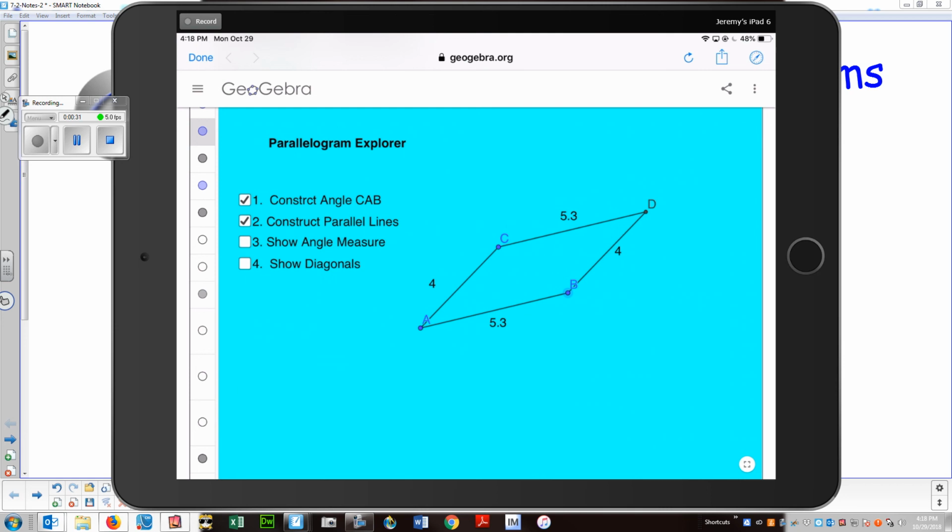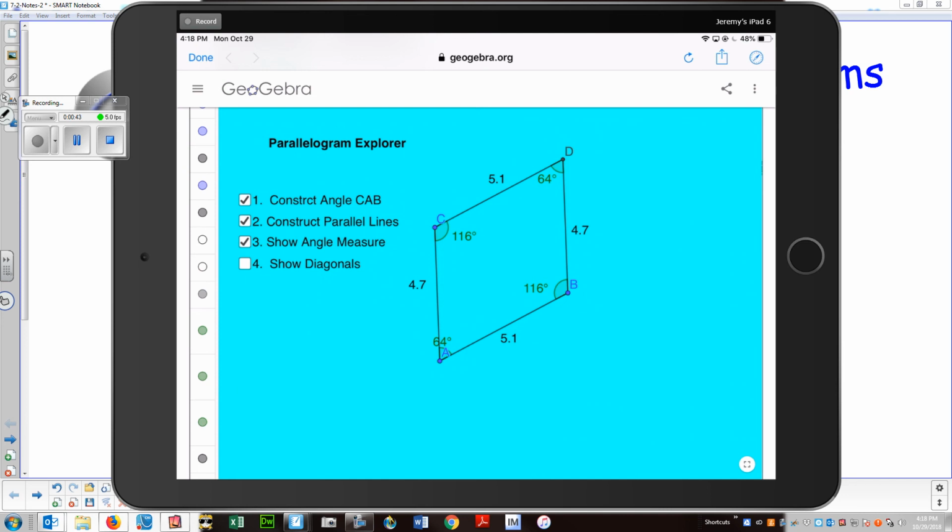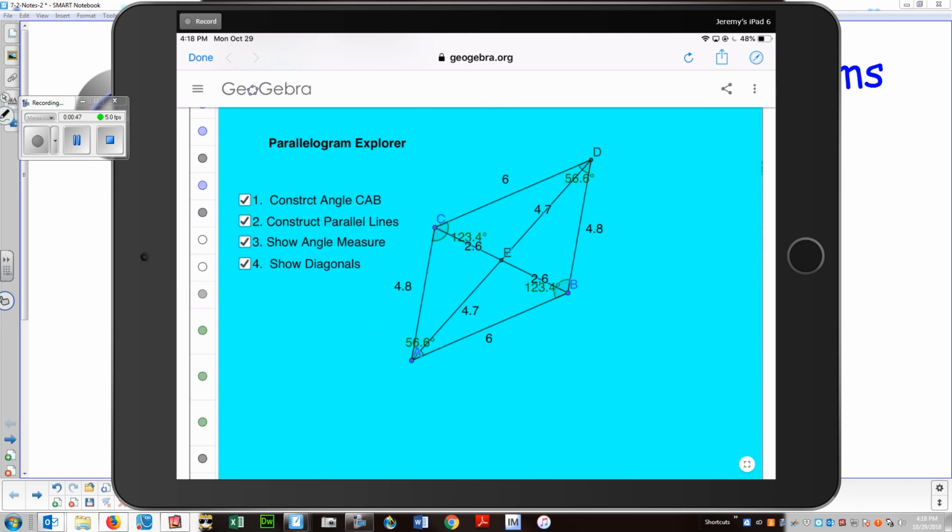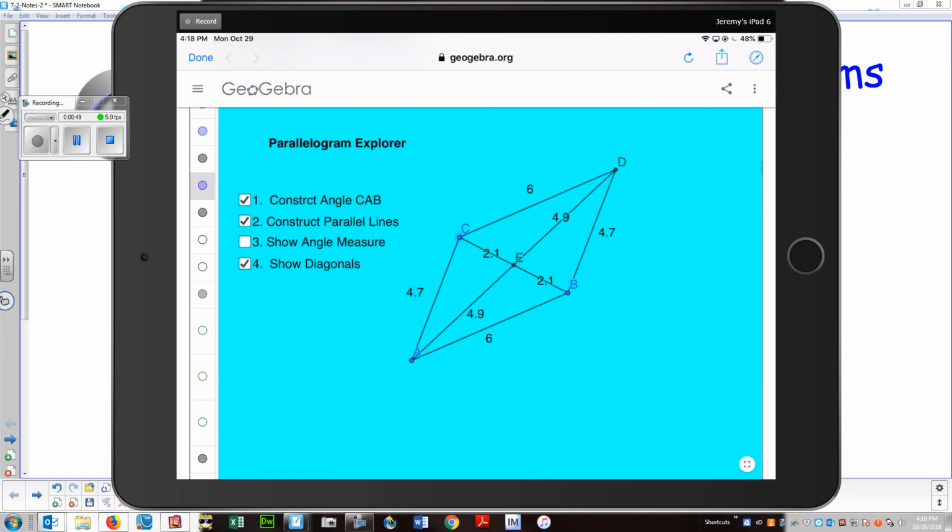You can change the shape of it, change the size. You'll notice the sides are measured there. Don't worry about any of these dots on the left side. Leave those alone, but you can change the checkbox there. You can show some angle measurements. You can show the diagonals, maybe take the angle measurements off because that's a little too much.